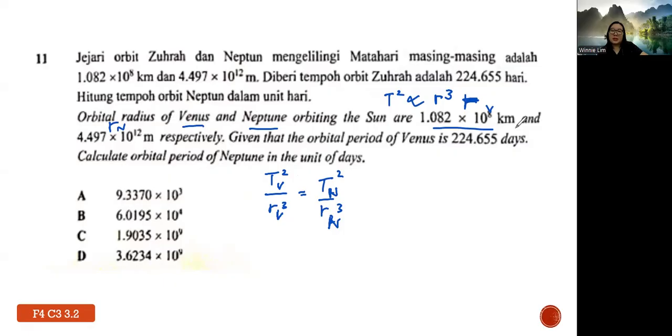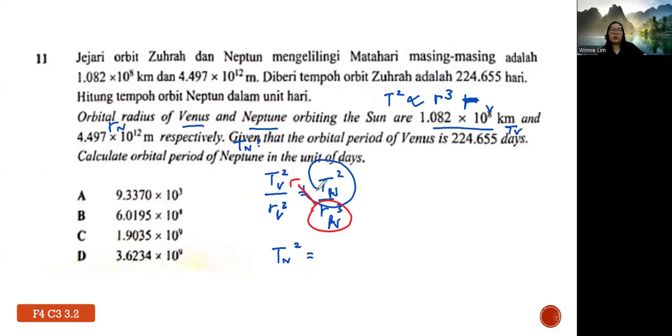Then this one is T_V. So they want me to find T_N. So this is the subject now. So I always tell students to rearrange the equation first. So T_N squared is the subject now. So how do you all rearrange? People who don't like maths.